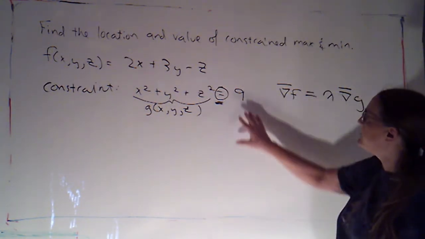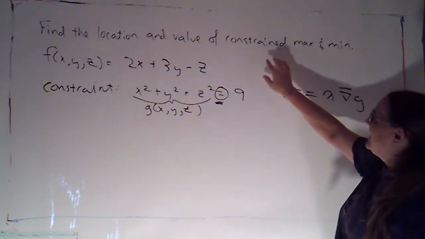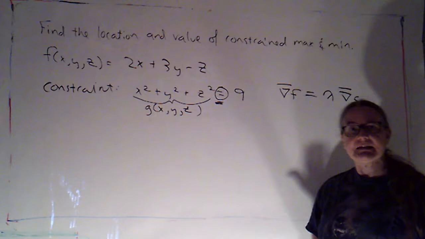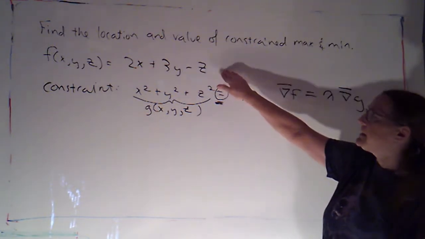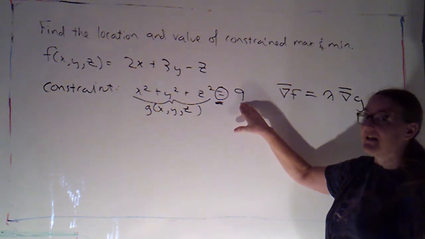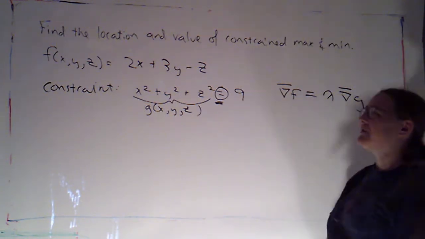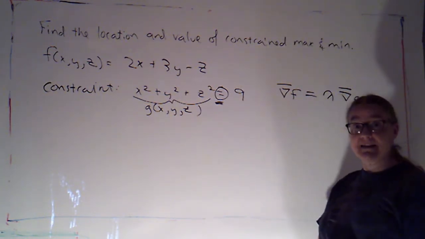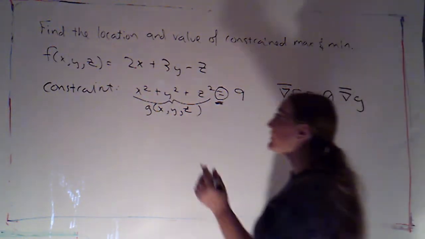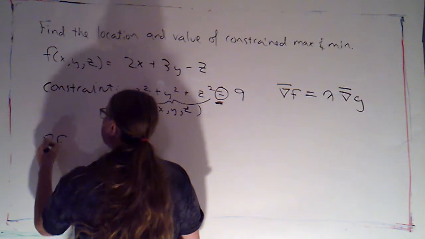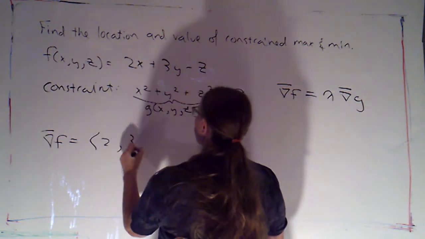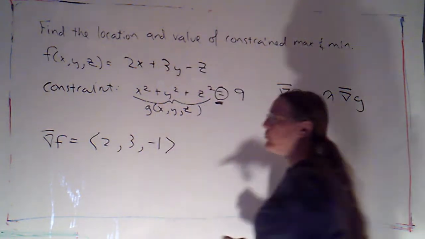Oh, before we do that, I think I will just mention, I said to find the location and value of the constrained max and min. How do I know they exist? That's continuous. That's a sphere of radius 3. It's closed and bounded. Okay, so the extreme value theorem ensures, in this case, that an absolute max and an absolute min do exist. Okay, so the gradient of f is just going to be 2, 3, negative 1.